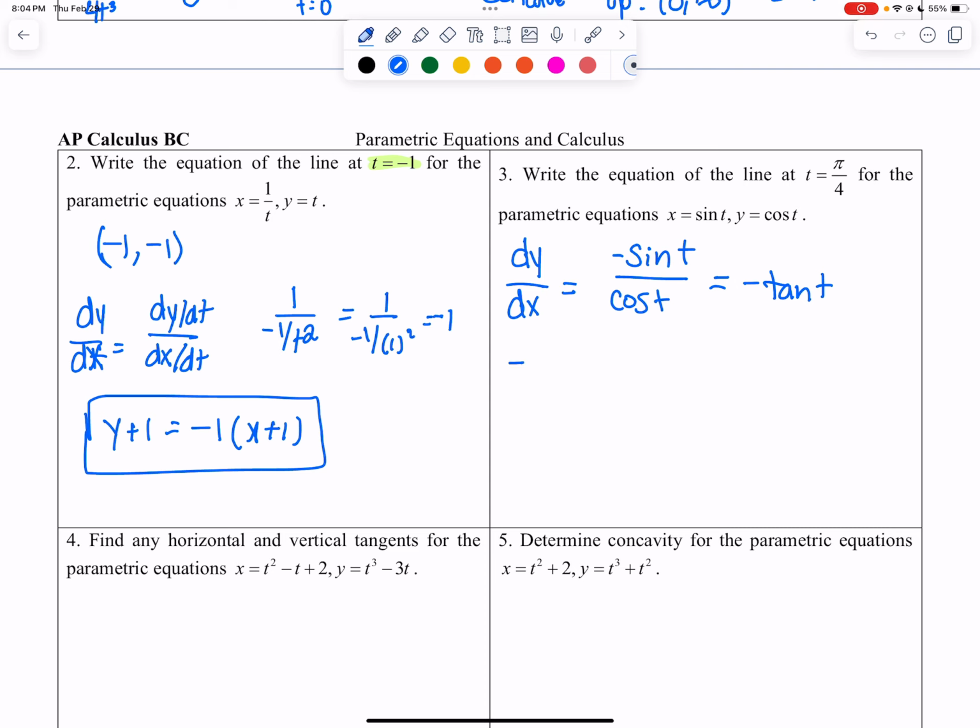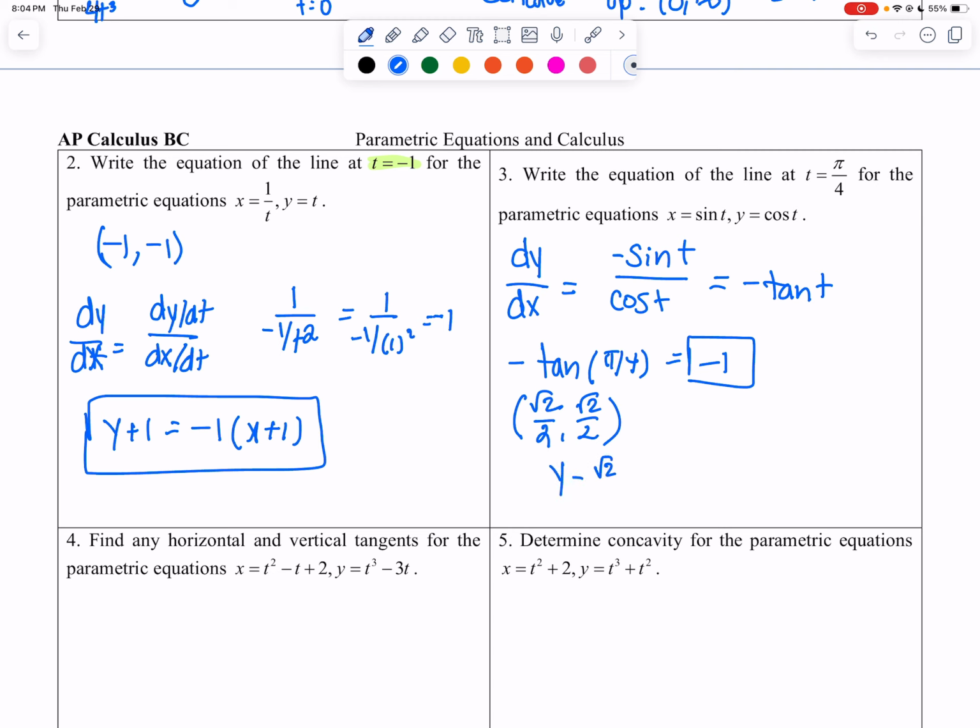Well, if t is pi over 4, I'm going to have negative tangent of pi over 4, and that's just going to be -1. So that's going to be my slope. Well, we have my slope, so that's great. I need to figure out what my rectangular coordinate is. So I'm going to plug in pi over 4 here and pi over 4 here. Lucky for us, they're just the same value. It's just root 2 over 2 and root 2 over 2. So now I have to write my tangent line equation. Y minus root 2 over 2 is equal to -1 times (x minus root 2 over 2).